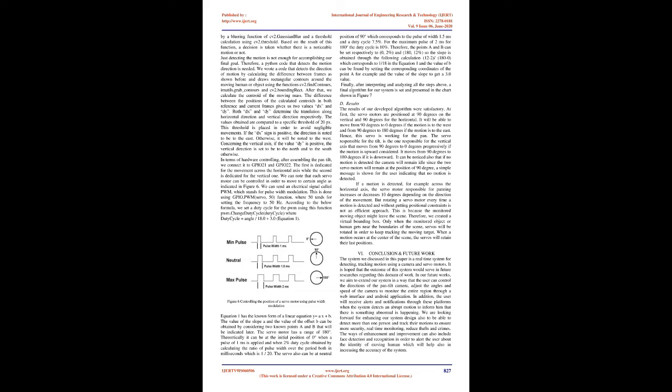Just detecting the motion is not enough for accomplishing our final goal. Therefore, a Python code that detects the motion direction is needed. We wrote a code that detects the direction of motion by calculating the difference between frames as shown before and draws rectangular contours around a moving human or object using the functions cv2.findContours, imutils.grab_contours and cv2.boundingRect. After that, we calculate the centroid of the moving mass.